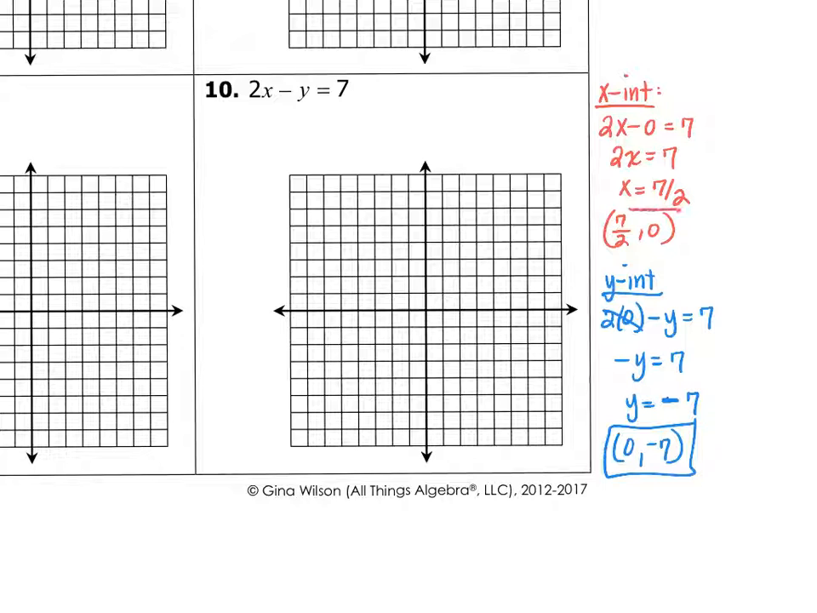Now this is a situation where it's kind of annoying that our x-intercept came out as a fraction. So we are kind of going to guesstimate, but it is 3.5, so that's not too hard. 3.5 is right in the middle here. 3.5, 0, and 0, negative 7, which is here. And then we'll graph the line between those 2 points. Oh, I am off there. Well, forgive me. My line is a little bit off. And now I have graphed the line of 2x minus y equals 7 using intercepts.